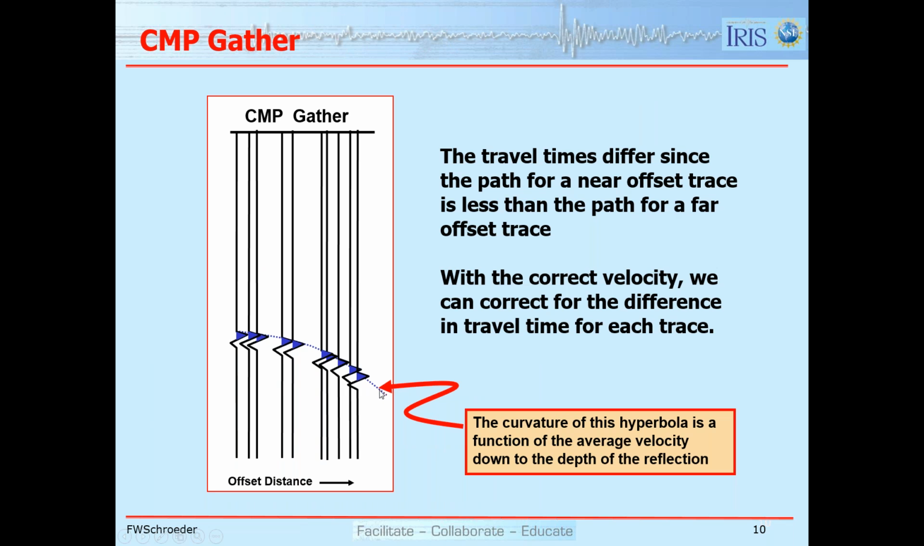We can measure what the curvature is for a particular reflection. Here is a peak marked with the blue line. From that curvature, we can calculate what the average velocity is down to the depth of that particular reflector. And so one of the things that the seismic data processors will do after they've collected these common midpoint gathers is analyze the curvature of those hyperbolas, and that will give them a way to get an approximation of what the velocity structure is at any particular point within the survey area.